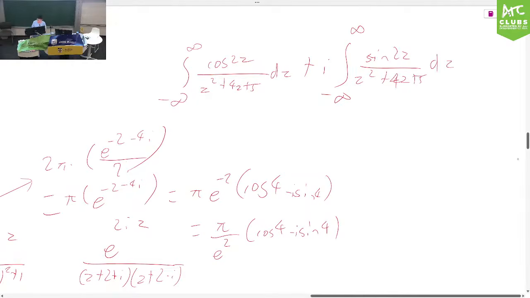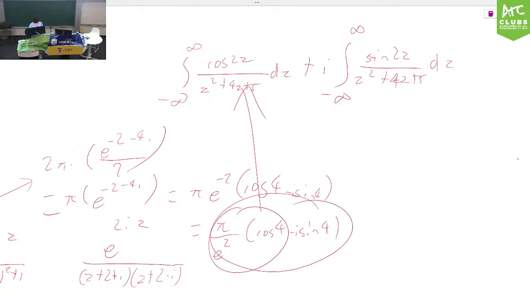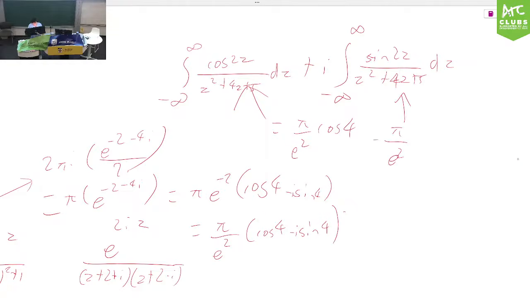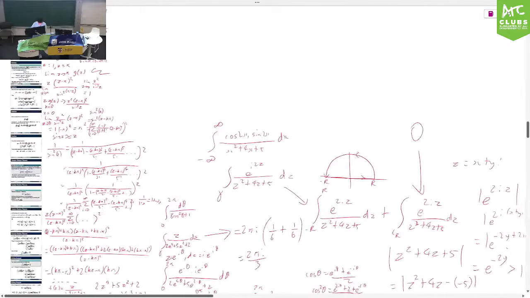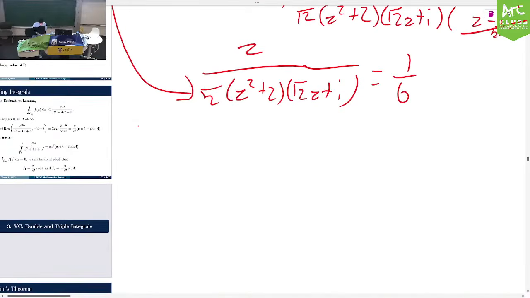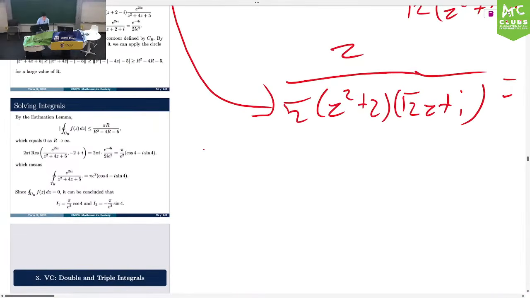So what that means is just equate the real and imaginary parts. This part is equal to pi e to the minus 2 times cos 4. This one is pi e to the minus 2 times minus sine 4. Is that correct though? Yes, okay. So that's basically that, because we just force the circular arc to be 0 and we only get the actual expression that we want. So that's the basic idea.